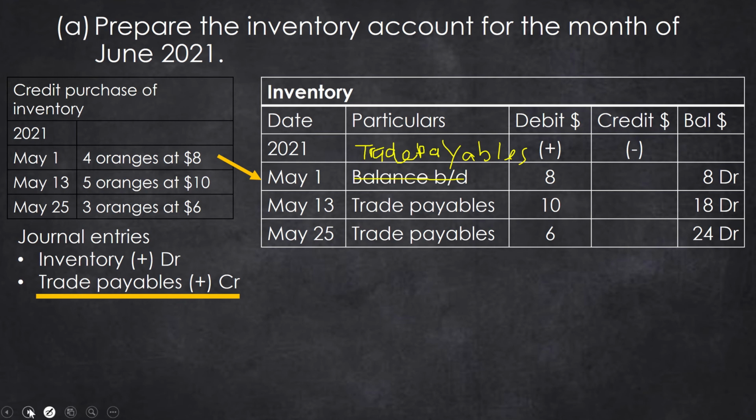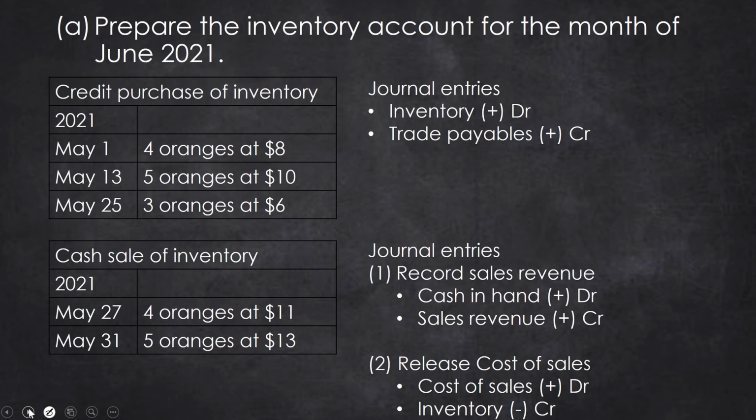affected. On the 13th of May, inventory increased by $10. The other account affected is trade payables. On the 25th of May, inventory increased by $6. The other account affected is trade payables. So this is the credit purchase of inventory. Now remember we had a cash purchase of inventory. So with a cash purchase of inventory, what are the double entry affected?